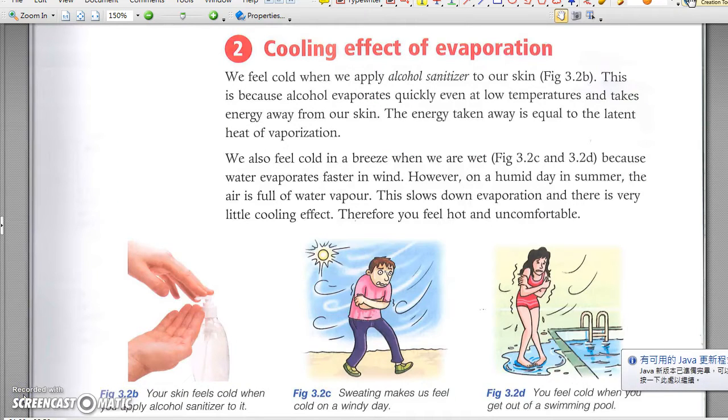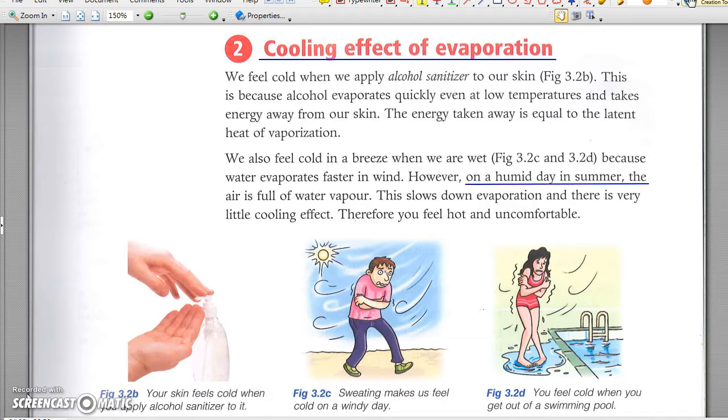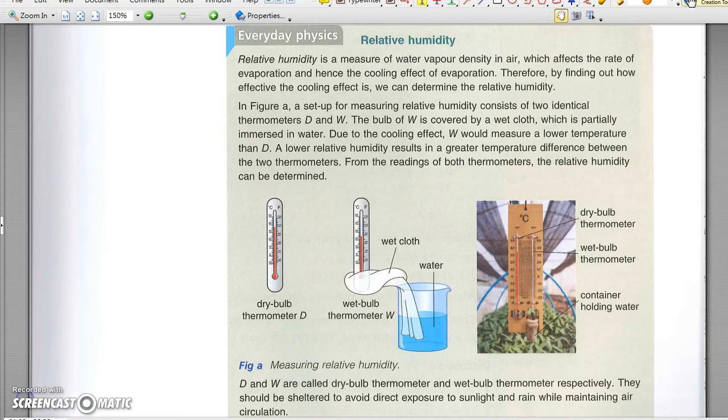2. Cooling effect of evaporation. If you wet your hand using an alcohol pad, or when sweat evaporates on our skin, we feel cold. When alcohol or sweat evaporates, they absorb latent heat from our skin, and so we feel cold. When humidity is high, sweat stays on our skin longer. We feel uncomfortable and hot as the sweat cannot evaporate quickly.